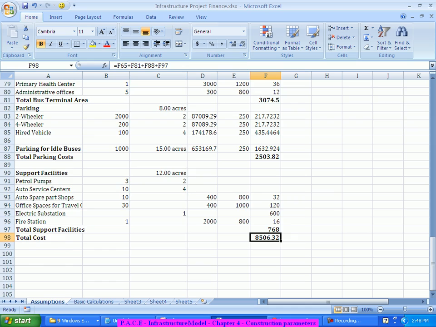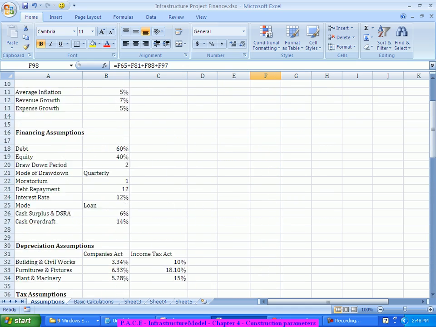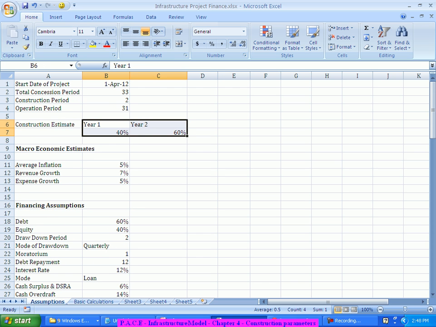No, completion is 40-60. Completion, I am estimating 40% completion in the first year and 60% in the second year. So for 40% I will not put the inflation. For the remaining 60% I will put the inflation. Right? So cost wise, now I will start breaking up year wise.